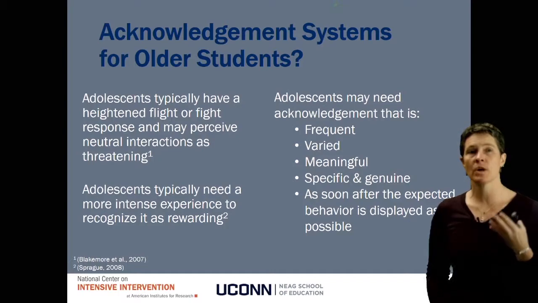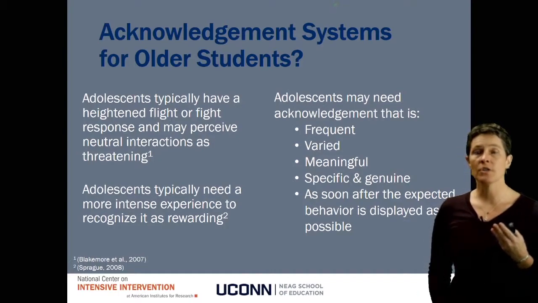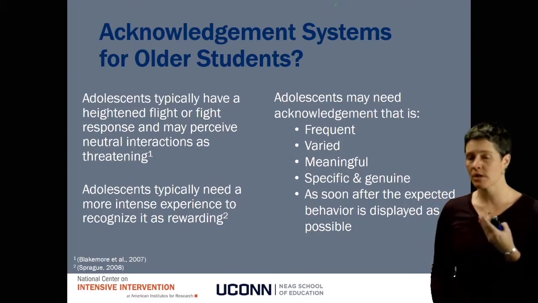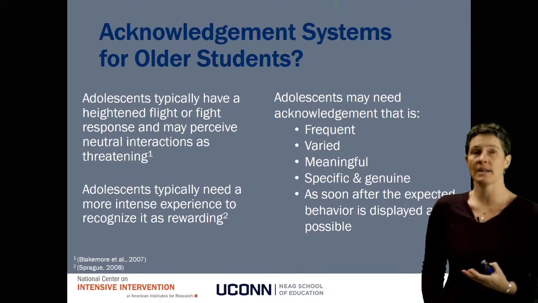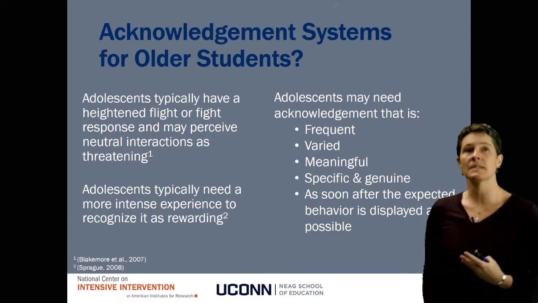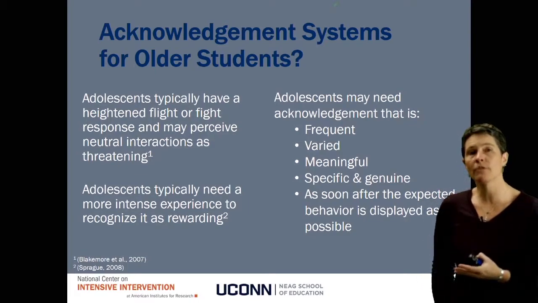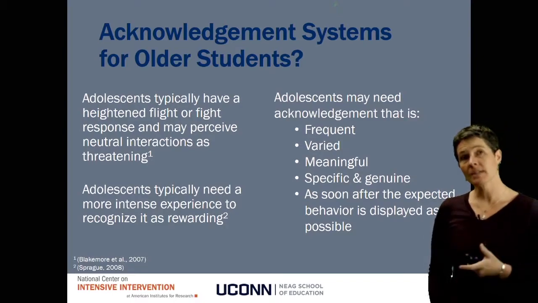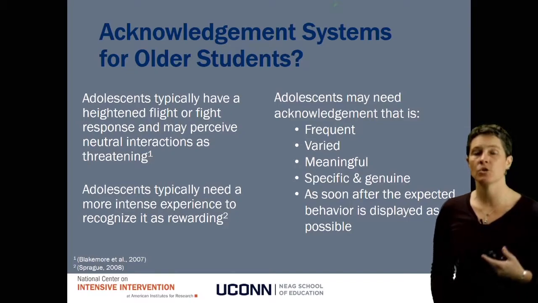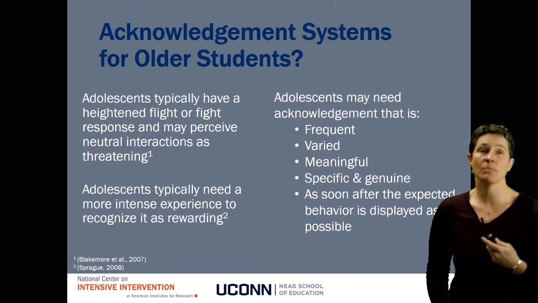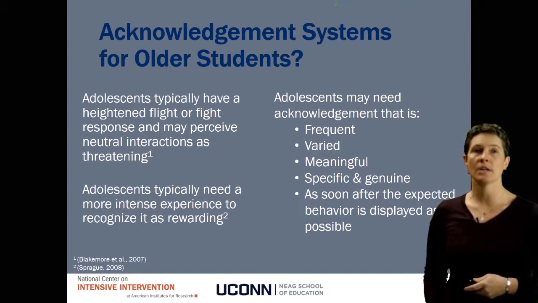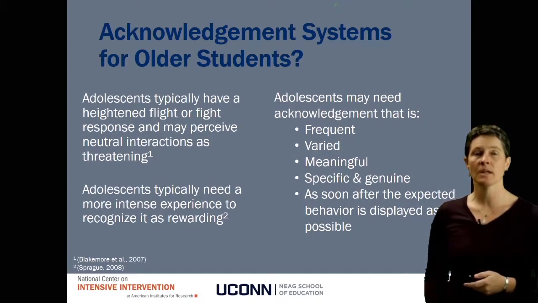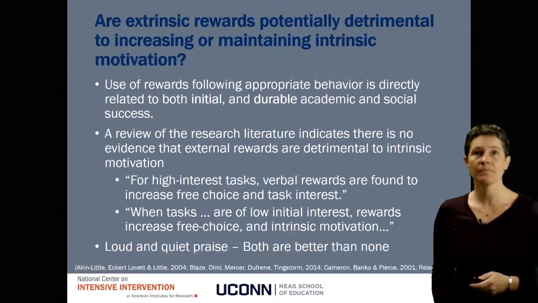So because of where they're at developmentally, we know that they actually need a more intensive experience to even recognize it as reinforcing. If a neutral interaction might be perceived as threatening, we need to make sure we're being extra sincere and providing even more frequent, more varied, and more meaningful reinforcement to adolescents. Because of where they're at developmentally, we have to make sure we're really increasing those rates. They actually probably need more reinforcement than younger kids, because they aren't going to even pick up on some of the reinforcement that's available in the environment, given where they're at developmentally.